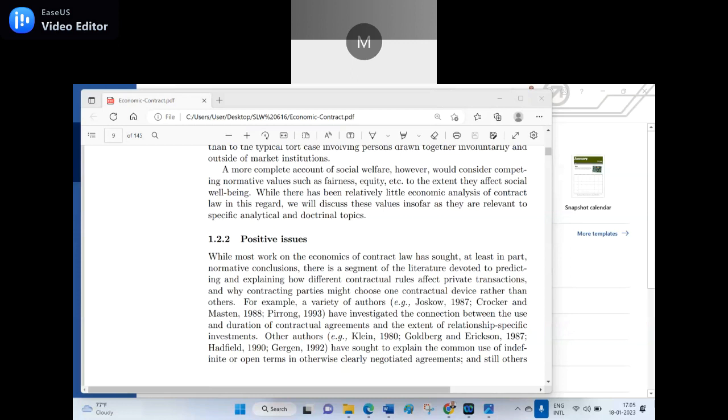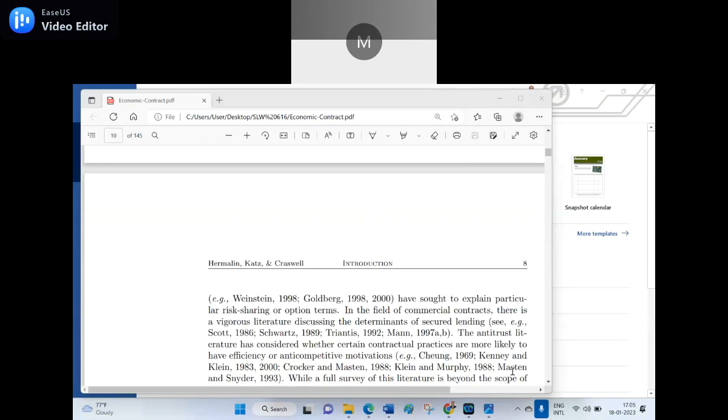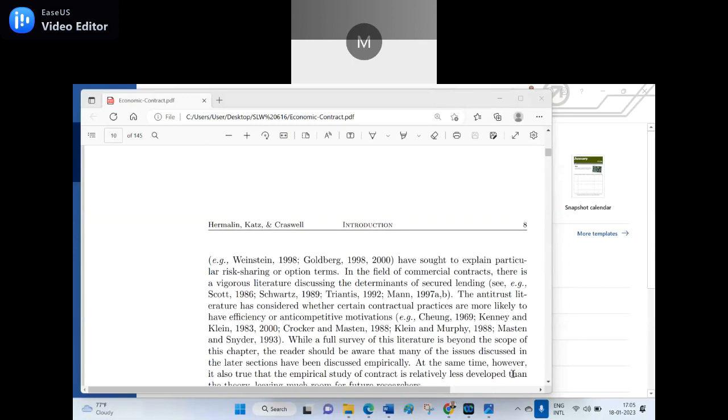And next, some other authors have sought to explain the common use of indefinite or open terms in otherwise clearly negotiated agreements, and still others have sought to explain particular risk-sharing or option terms. Risk sharing would definitely be there. Who will share the risk? Anyone? In risk sharing, who will share the risk?